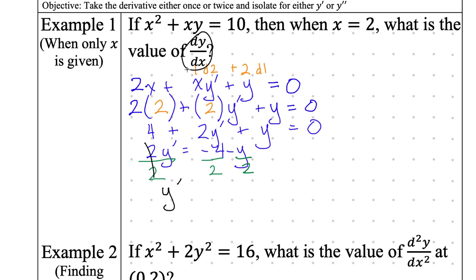What is the value of dy/dx? It's looking for y prime. And y prime is equal to, well, negative 4 divided by 2, shout it out, is negative 2, and negative y over 2 is just negative y over 2. Final answer, booyah, we're done.